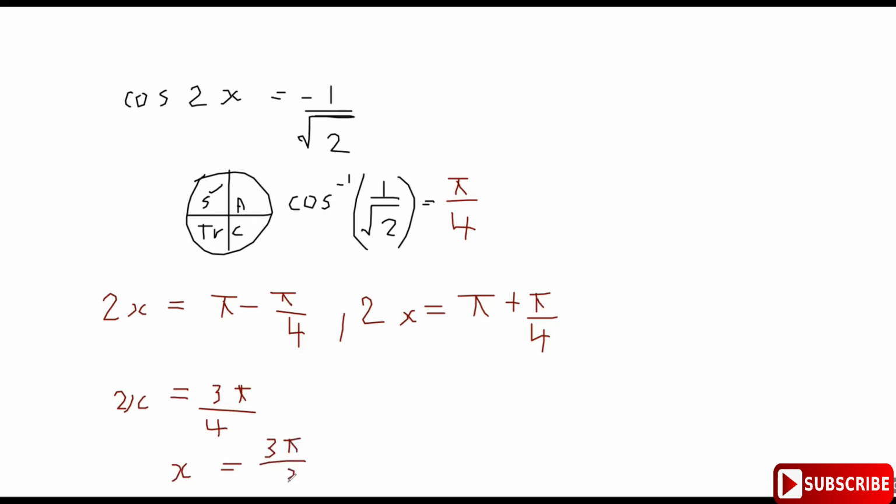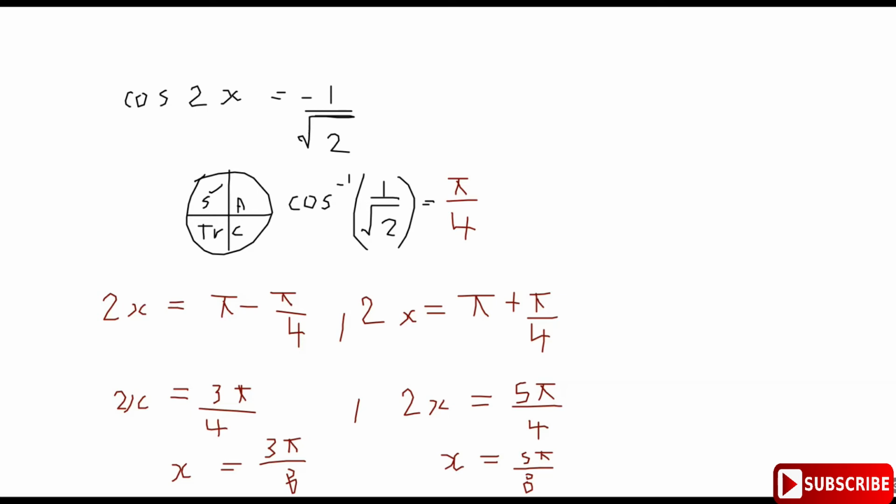That's one possible answer. Over here now, we're getting that 2x is equal to, when we add them together, 5 pi over 4. And so when we divide through by 2, we get x is 5 pi by 8. So that's what we get. x is 3 pi by 8, or x is 5 pi by 8. Nice and easy.